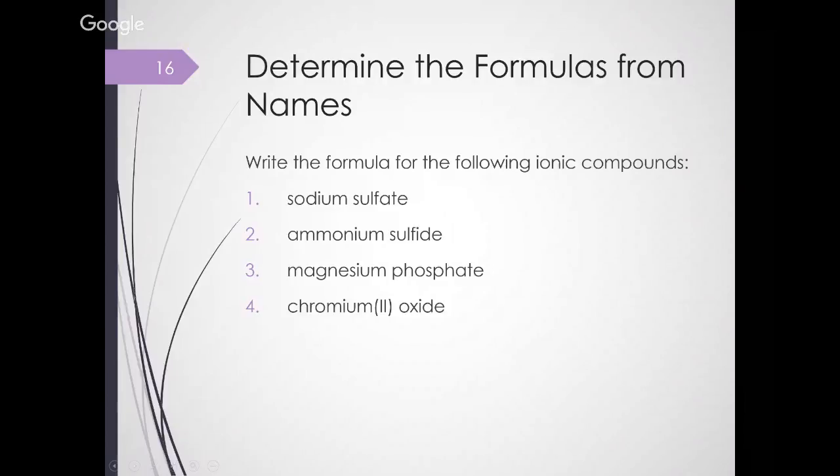So here I have a transition metal. I know that because it tells me what the charge is. This is chromium with a +2. Oxide, IDE ending, tells me this is just one element, and that element is oxygen. It's a group 6 nonmetal, so it's a -2. If I have chromium with a +2 and oxygen with a -2, they cancel each other out, and this formula would be CrO.